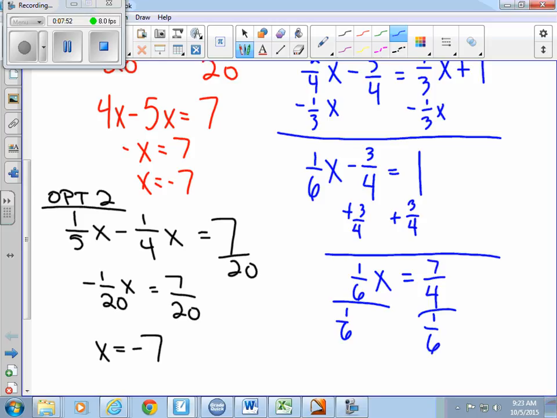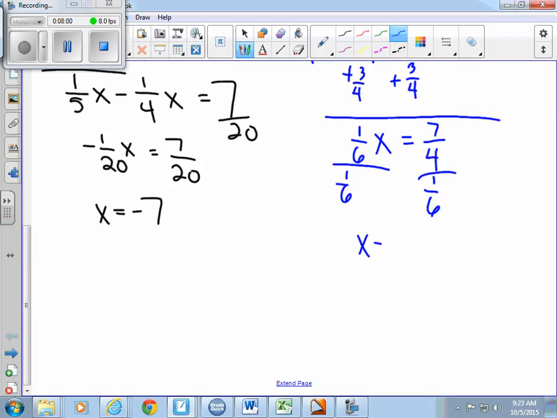And so you get 22. And you can leave the answer like that. I would also accept 10.5. So either way. Any questions about that one?